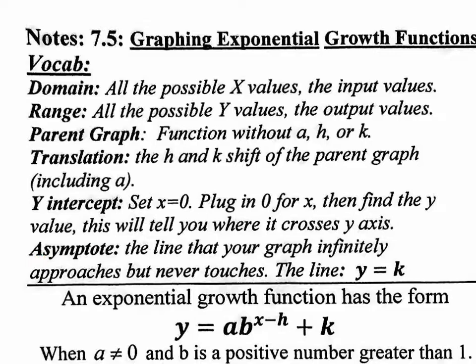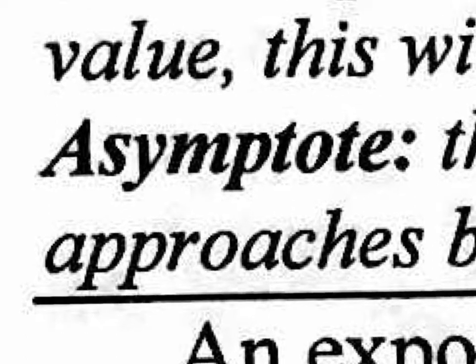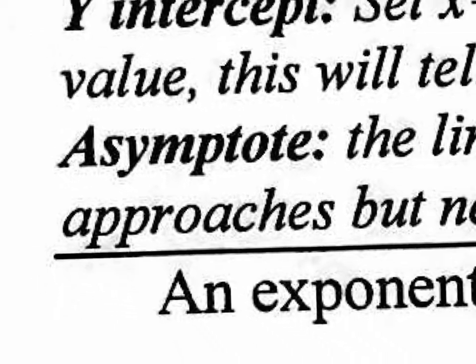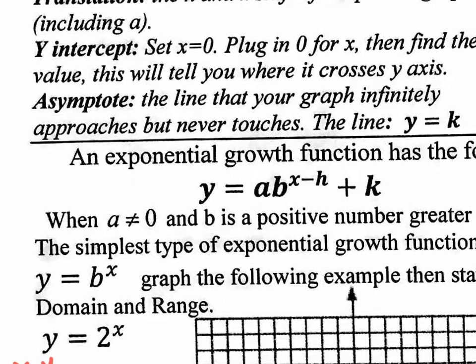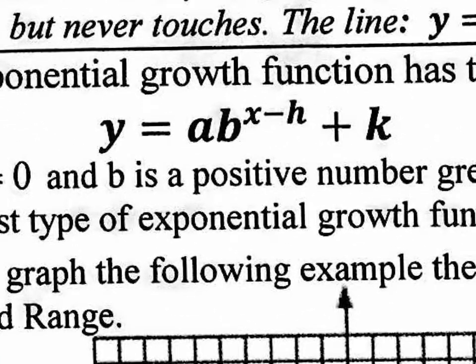And the word asymptote is something very important, something new. If you read it a certain way, it would be pronounced one way, but that's not the way to read it. You say it the other way, okay? Now, what is an asymptote? An asymptote is the line that your graph will infinitely approach but never actually touch. In the case of exponential growth functions, it will be y equals k. We don't even know what k is yet, but this is the form that we want the exponential growth functions to look like.